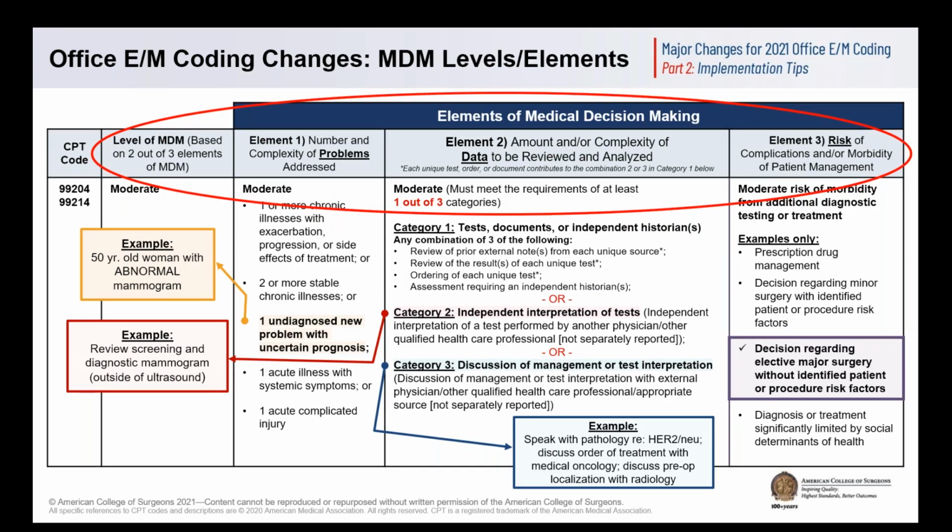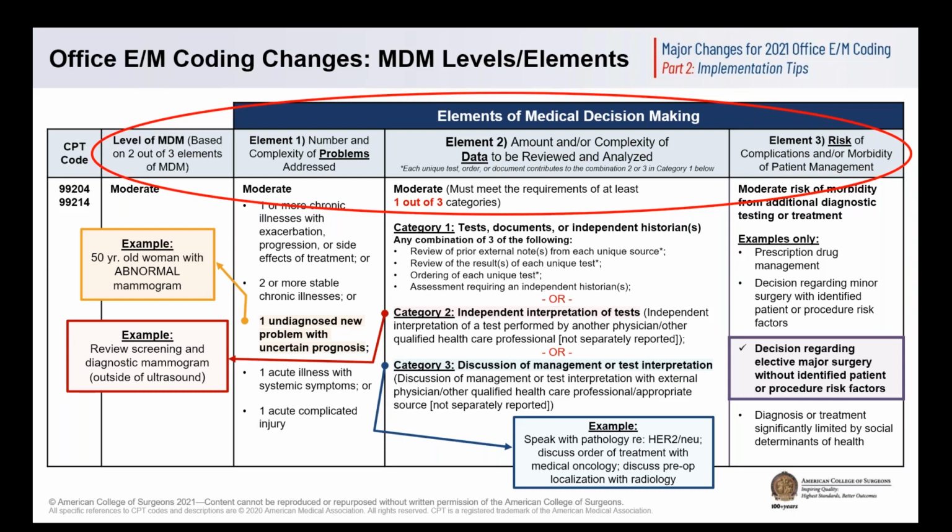So we talked about this previously, and this is a busy slide, but unfortunately these elements of medical decision making are fairly complex. As you can tell from this slide, this particular slide looks at CPT codes 99204 and 99214. Remember, these medical decision-making guidelines apply to the new and established patient service levels.